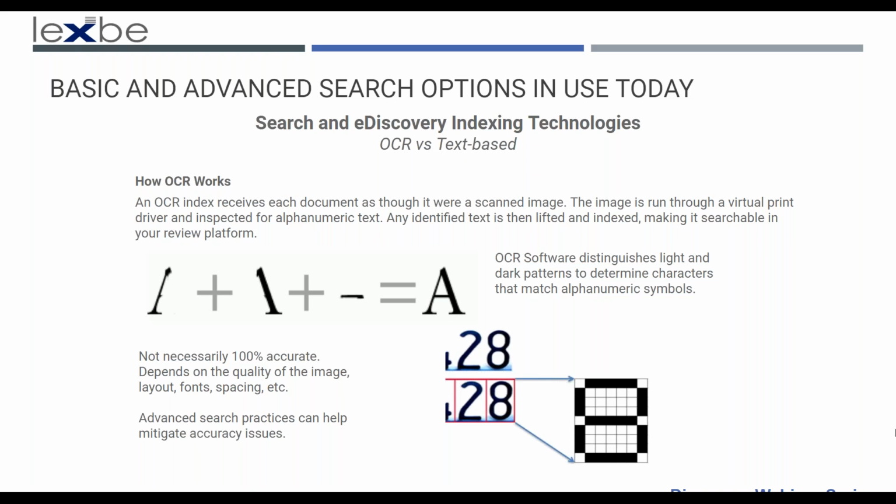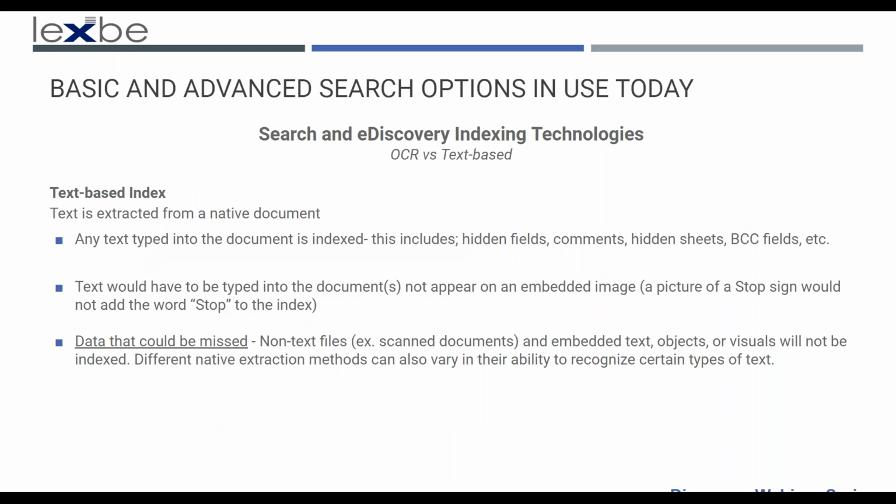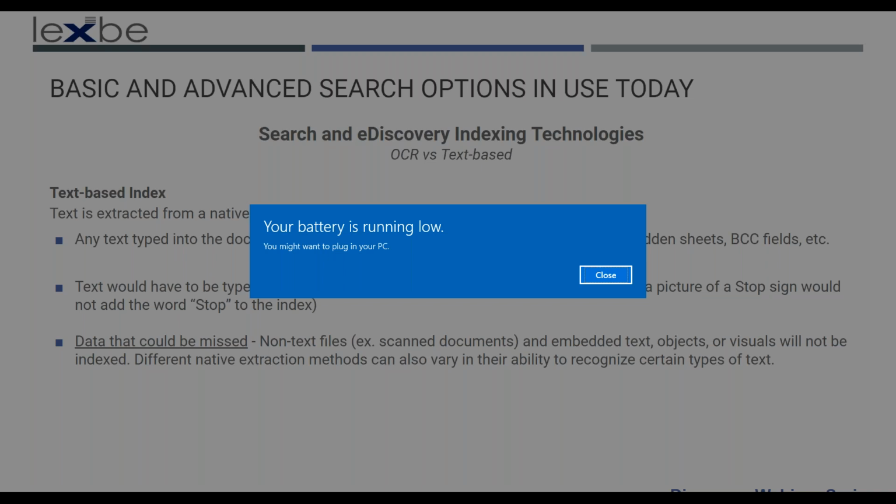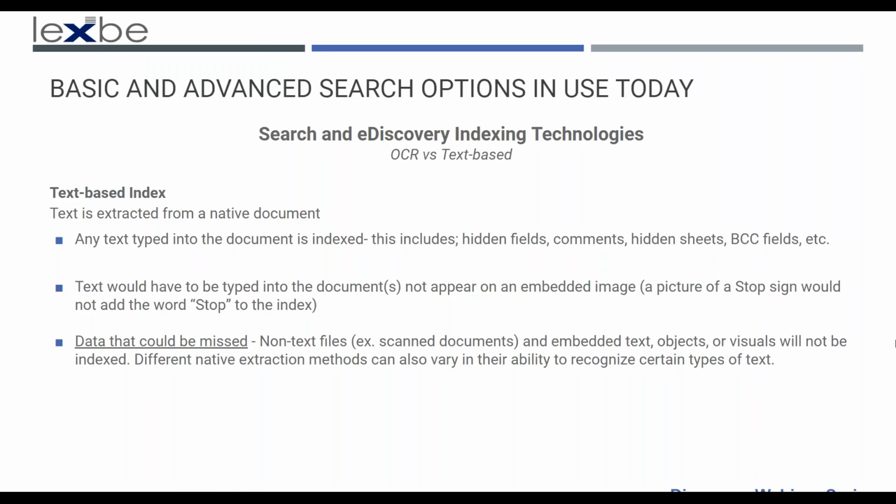So a text-based index is going to give you text that's extracted from the native document. So this is different from the OCR document. So remember, the OCR document is taking a snapshot of the native document. So when I say native, I mean an Excel, a Word document, an MSG for an email, a native PDF. So when you upload to a platform, if you have an OCR-based index, it's taking a picture of that native document and extracting the text from that. What I'm talking about now is a text-based index that's extracting the text from the native document itself.